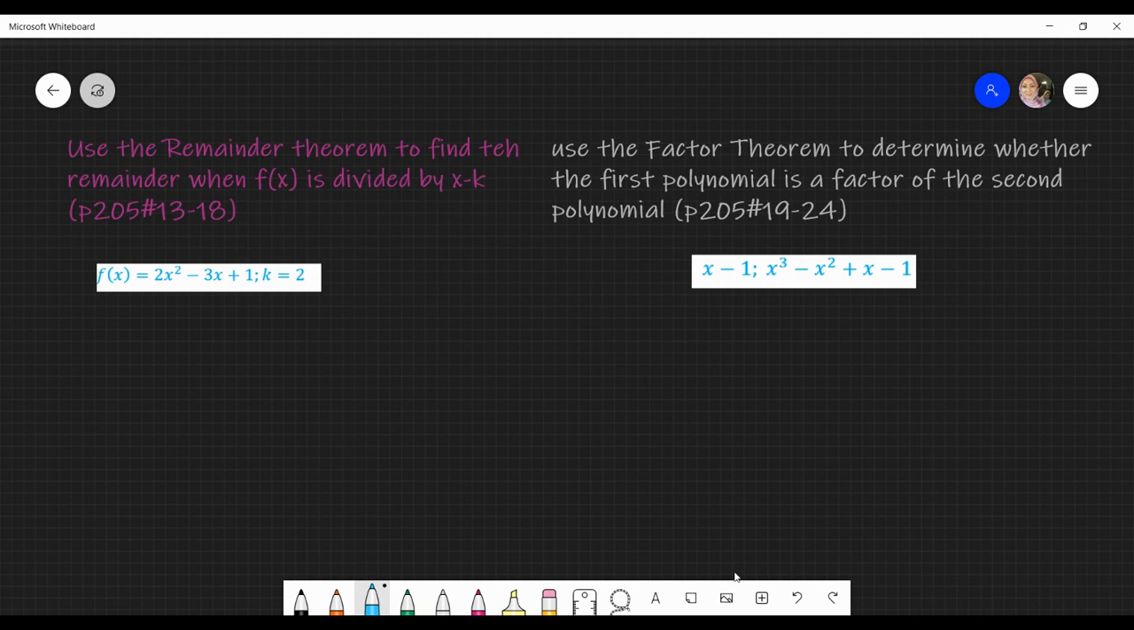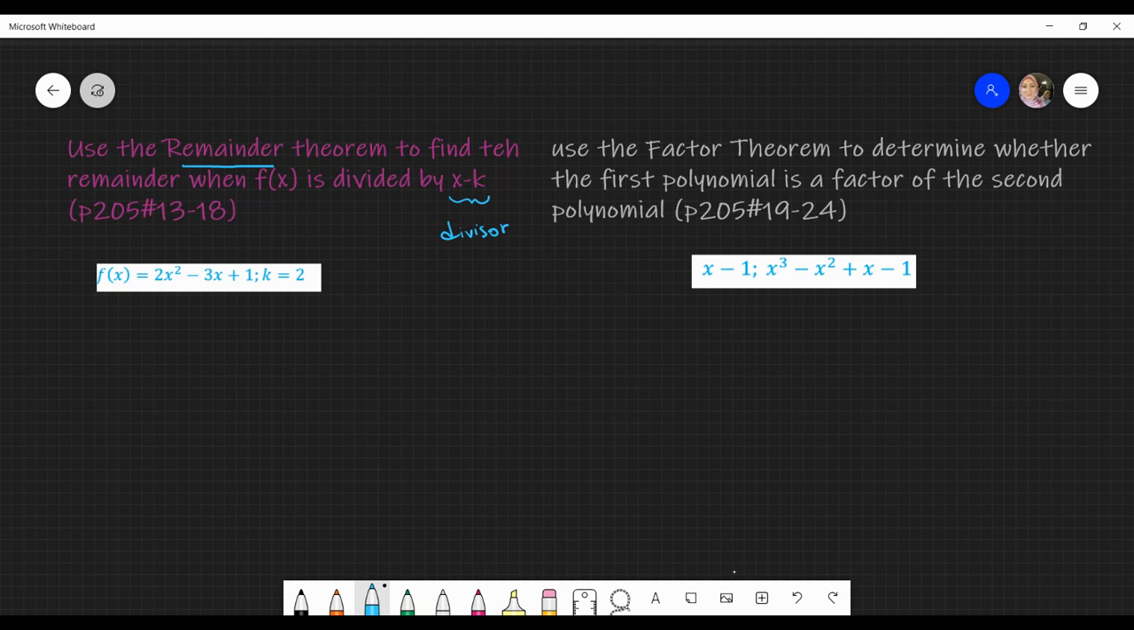So what we're going to do today is trying to find the remainder without dividing, and that's what we call remainder theorem. And the way this is done, it says use the remainder theorem to find the remainder when f of x is divided by x minus k. So x minus k is the divisor. And right here in the textbook problem, they gave us k nicely to be equal to 2.